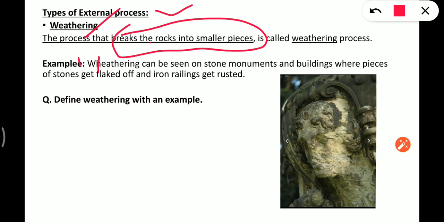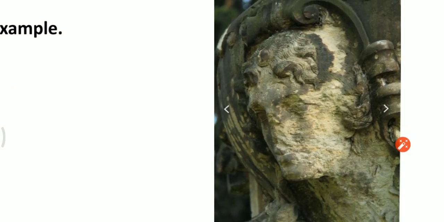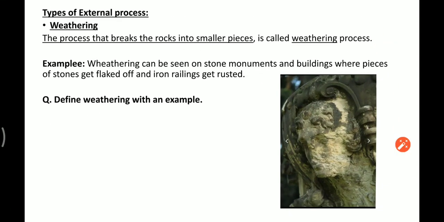Examples: weathering can be seen on stone monuments. Here I have put a picture. If I make it visible to you, look here, this is an example of weathering, right? Now we have the next one: an iron railing gets rusted. You have seen an iron rod that got rusted. That is also an example of weathering.